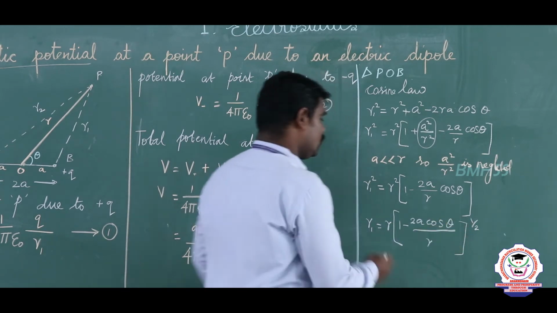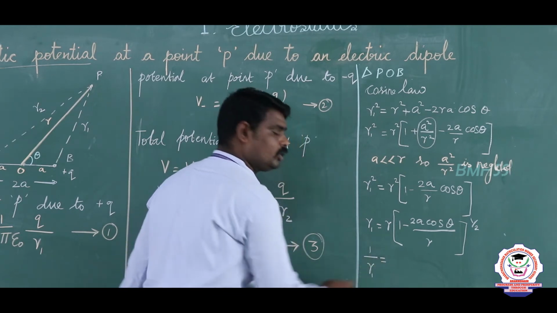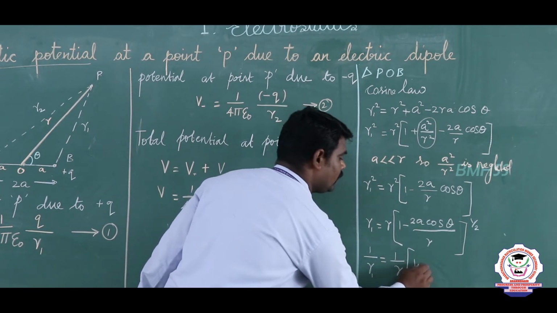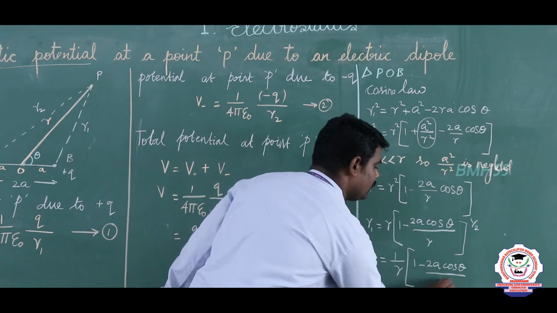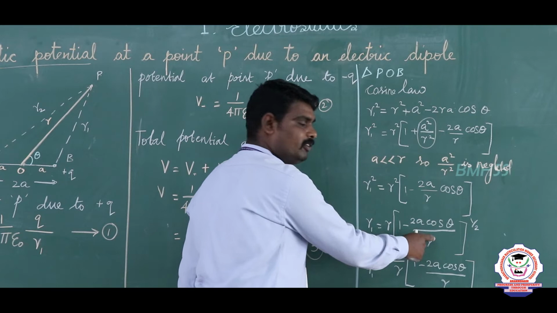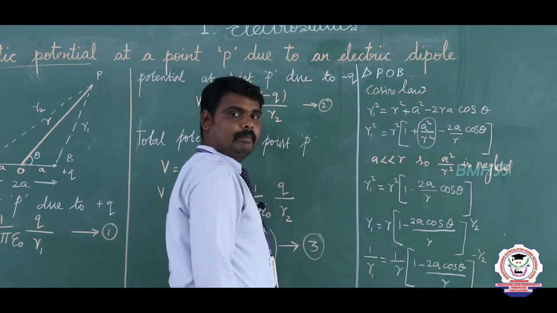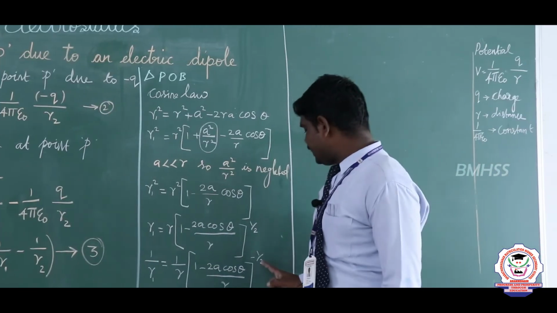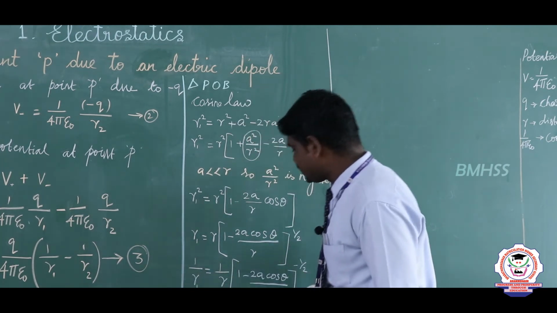Now you take the reverse. So 1 by R1 is equal to 1 by R into 1 minus 2A cos theta divided by R. For this term, we have to take the inverse. That's why I substitute minus 1 by 2. Next, we have to neglect this term. Now I am using the binomial theorem for this term.